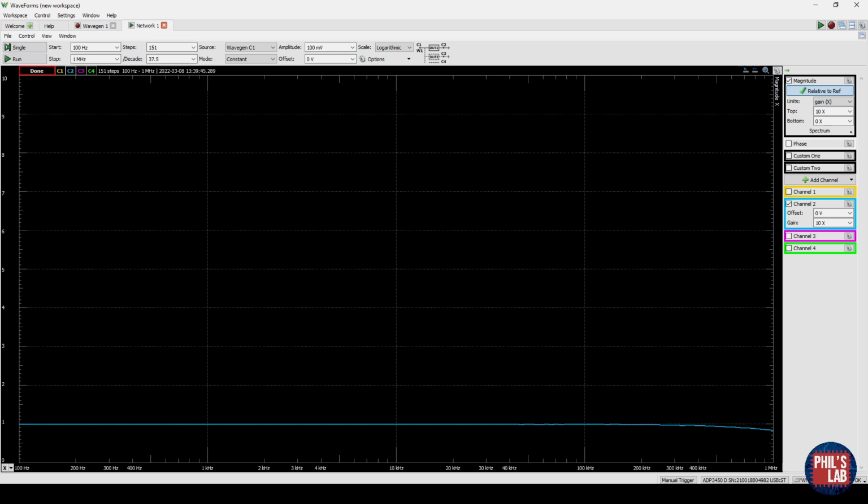Just note that this gain is linear and not in dB. So a gain of 1 over here. So we need to drop down to about 1 over root 2, which is about 0.7. So the bandwidth is far over 1 megahertz at a gain of 1.